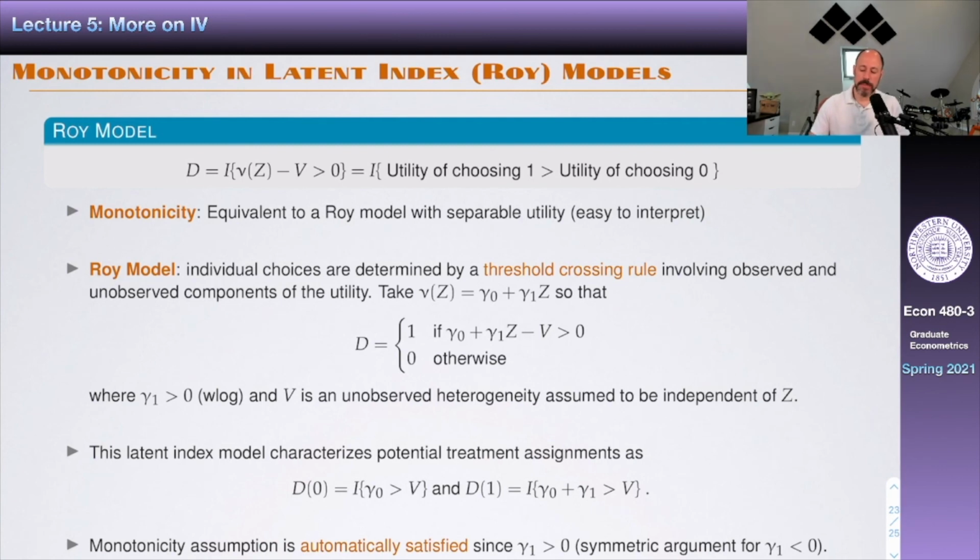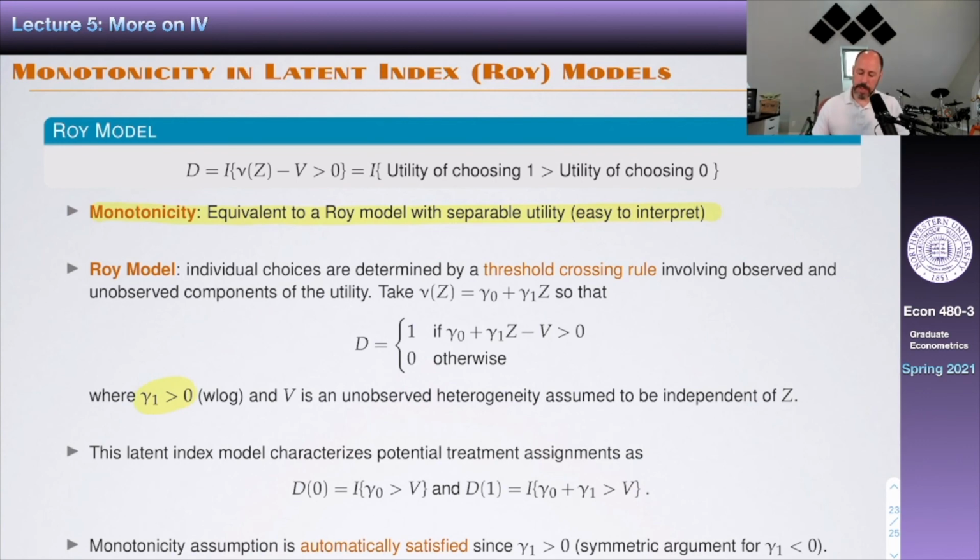Well, it turns out that monotonicity is equivalent to a Roy model with separable utility, meaning the instrument and the unobserved heterogeneity are written like this plus that. And just to make it simple, let's take this nu here as a linear function of z, not necessary at all for the argument, but it just simplifies things. So D here is 1 if gamma 0 plus gamma 1 z minus b is positive and is 0 otherwise. We're going to assume without loss of generality that gamma 1 is positive, because I can do the same argument with gamma 1 negative.